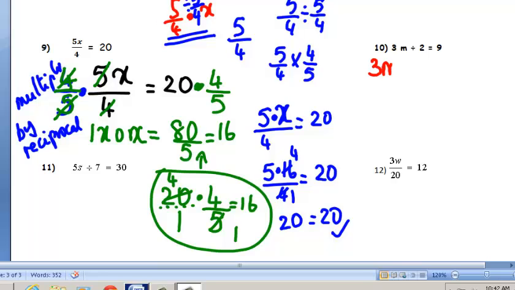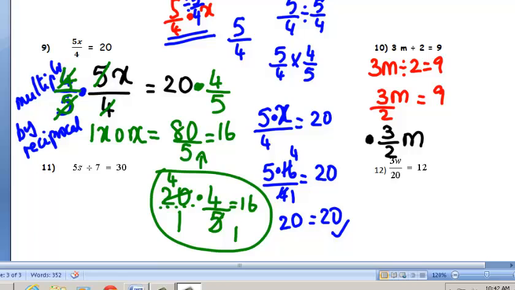I'm going to rewrite it as 3m divided by 2 equals 9. Rewrite this further and write it as 3m over 2 equals 9. Again, remember, multiply with the reciprocal. So 3 over 2 m multiplied by, what's the reciprocal of 3 over 2? Good. 2 over 3 equals 9 times 2 over 3. Now, 2 in the numerator, 2 in the denominator, 3 in the denominator, 3 in the numerator. So this ends up being 1.